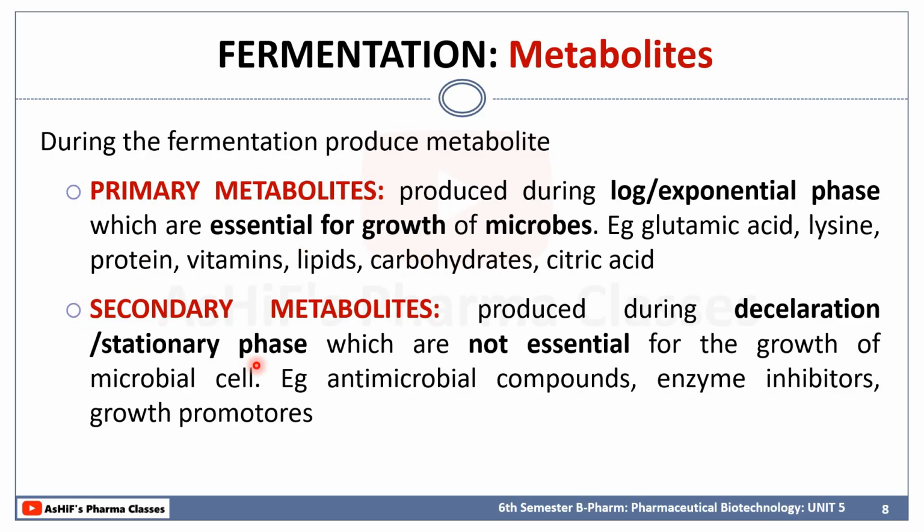Now coming to the secondary metabolites, these are produced during the deceleration or stationary phase, which are not essential for the growth of microorganisms. Sometimes at the end of growth, the microorganism will produce some kind of secondary metabolites like antimicrobial compounds, some enzyme inhibitors, some growth promoters. All these are not essential for the growth of the microorganism, but they are essential for human beings. Okay, so these can be used for our economic purposes.